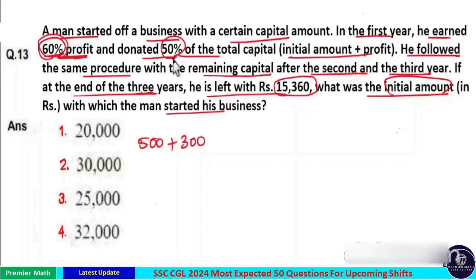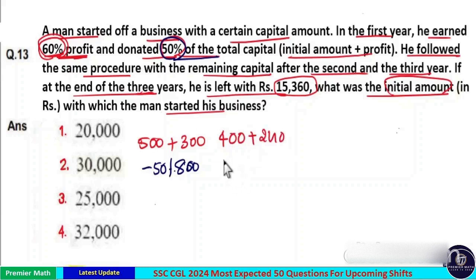Now he donated 50% of the total capital. 50% he donated to charity. Now 50% of 800 is equal to 400 rupees. Now remaining is 400 rupees for the second year. Again he got 60% of 400. 10% is 40, which means 60% is 6 into 40, 240 rupees.